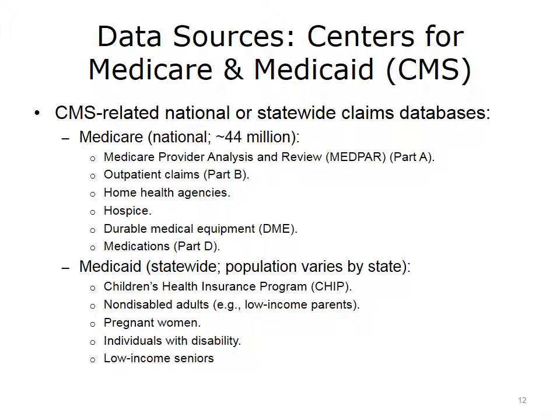Medicaid insurance claims are statewide, and the number of members varies by state. Medicaid data include the following categories: Children's Healthcare Insurance Program, CHIP, non-disabled adults, such as low-income parents, pregnant women, individuals with disability, and low-income seniors. Medicaid data is often controlled by the states, and each state may have different mechanisms to share the data with researchers.